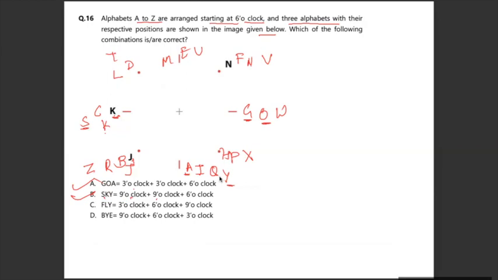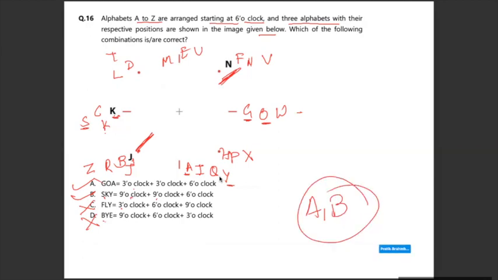Then we'll move to the next one. FLY: 3 o'clock, 6 o'clock, 9 o'clock. 3 o'clock is F. This is wrong. F is coming at H. So C is wrong. BYE: B is at 9 o'clock position? B is not at 9 o'clock position. B is somewhere between 9 and 6. So D is also wrong. So the correct answer will be A and B.